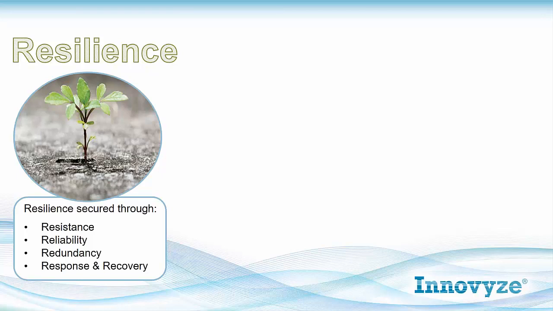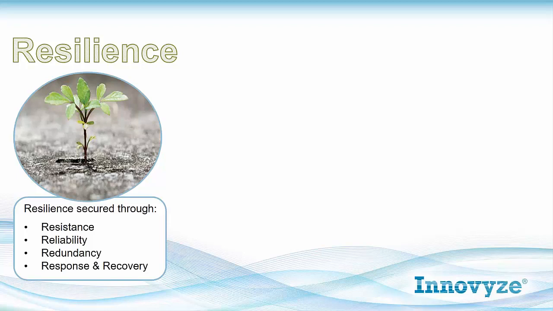So resistance essentially means preventing damage by providing the strength or the protection to resist. Reliability means ensuring that infrastructure components are designed to operate under a specific range of conditions. Redundancy is really concerned with the design and the capacity of the network. Response and recovery means enabling a fast and effective response in case of a disruptive event.